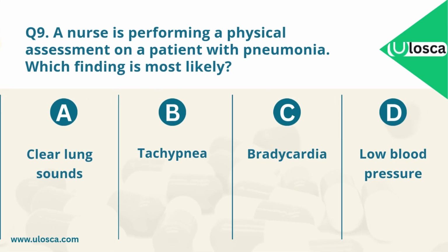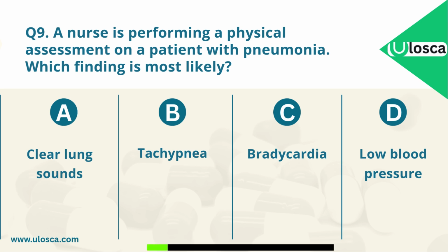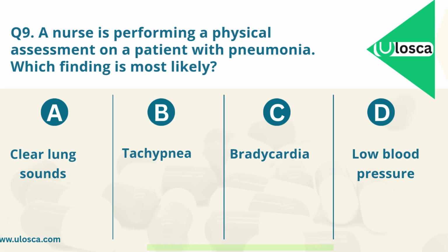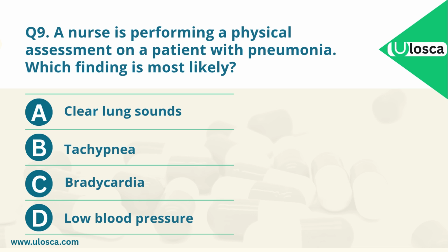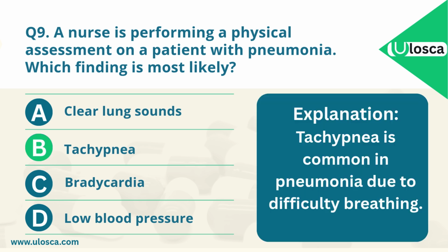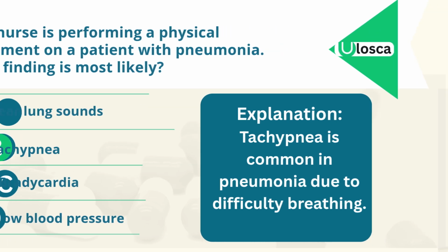Question 9. A nurse is performing a physical assessment on a patient with pneumonia. Which finding is most likely? A. Clear lung sounds. B. Tachypnea. C. Bradycardia. D. Low blood pressure. Which one is the correct answer? The correct answer is B. Tachypnea. Explanation: tachypnea is common in pneumonia due to difficulty breathing.